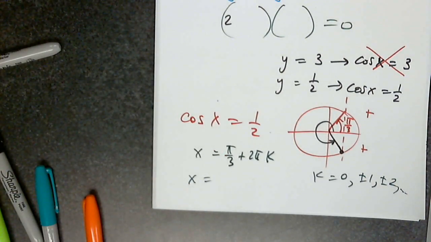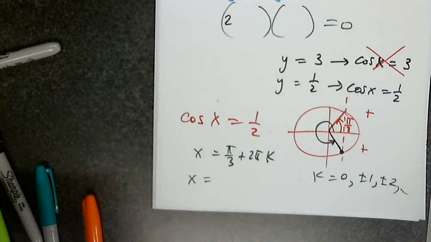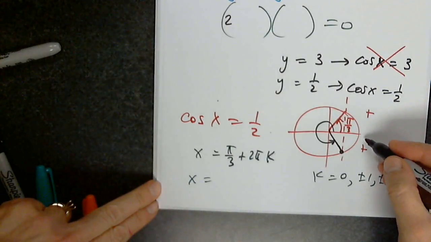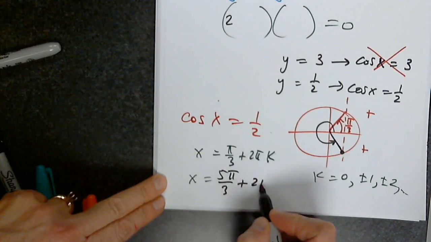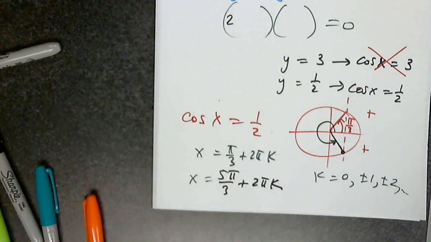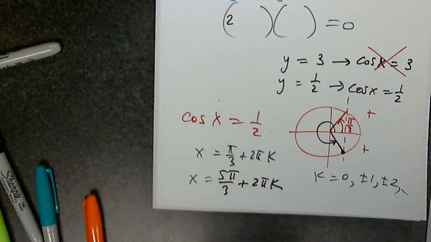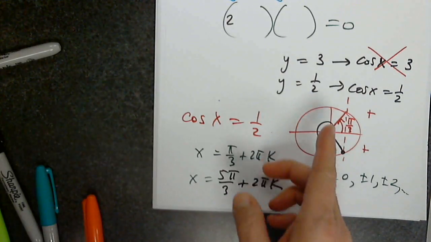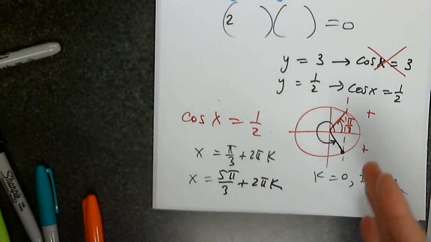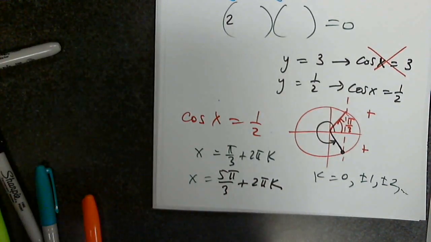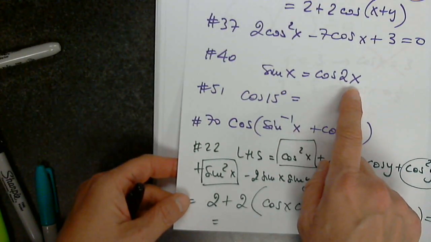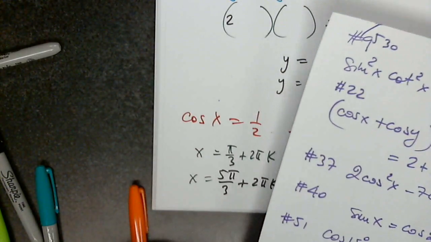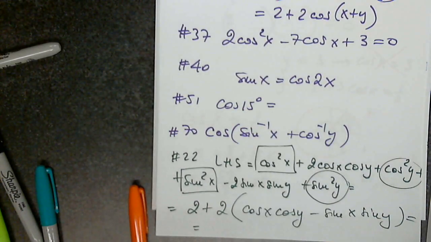So what is the other one? 5 pi over 3. Yes, because from 2 pi, you subtract pi over 3. From 2 pi, you went back pi over 3, which is indeed 5 pi over 3. Very good. So you did 2 pi minus pi over 3? Yes, because this stops pi over 3 short of 2 pi. Okay, number 40, please. Sine x equals cosine twice x.